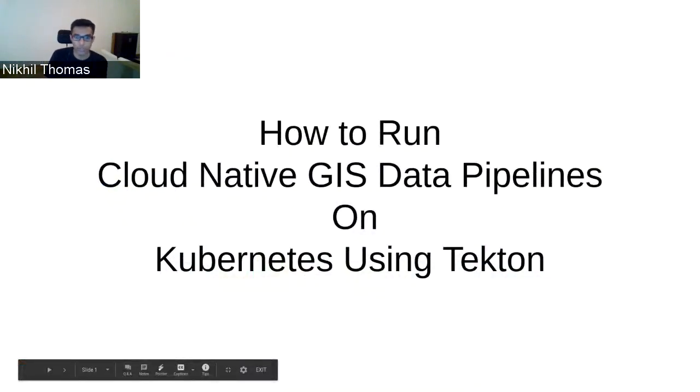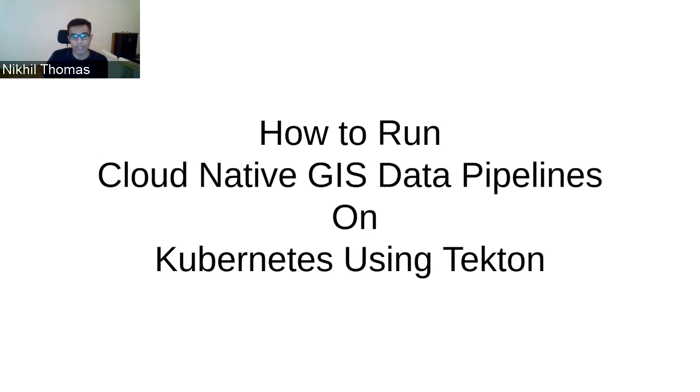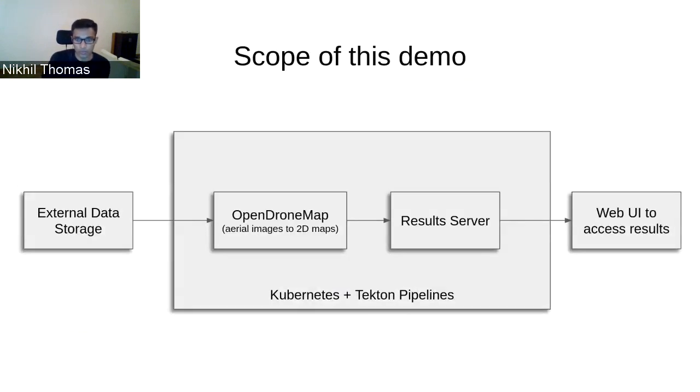Hi, in this demo, I'm going to show how to run a GIS data pipeline on Kubernetes using Tekton. Before I start this demo, let me give you a brief overview of what I'm trying to do. Here, I'm going to get a set of RGB color images of a landscape, convert that into a 2D map, view it, and serve it through a web browser.